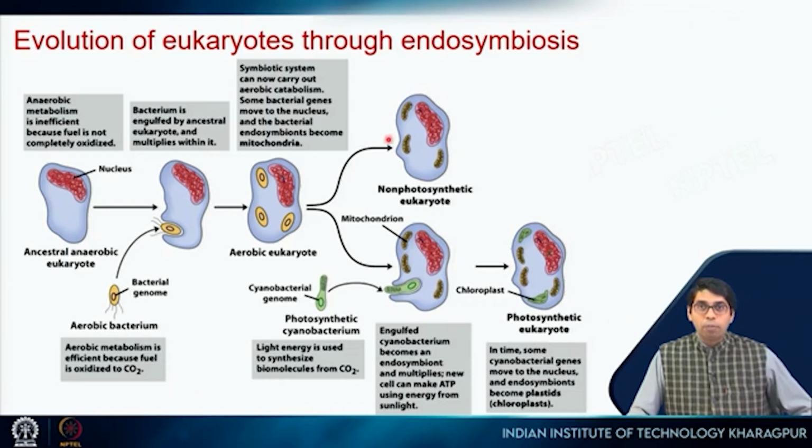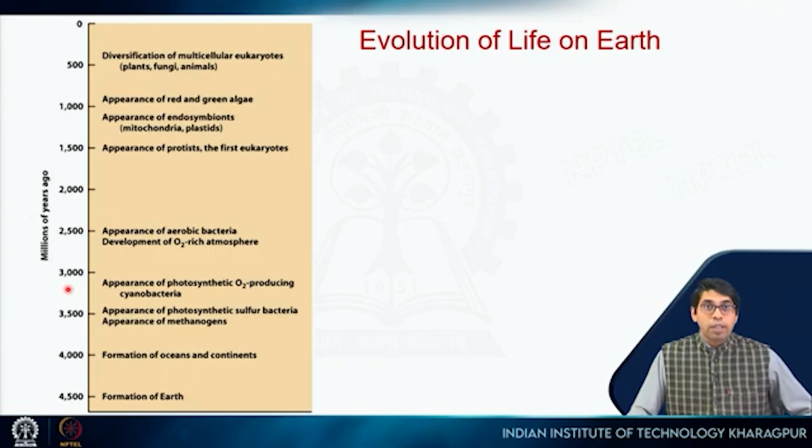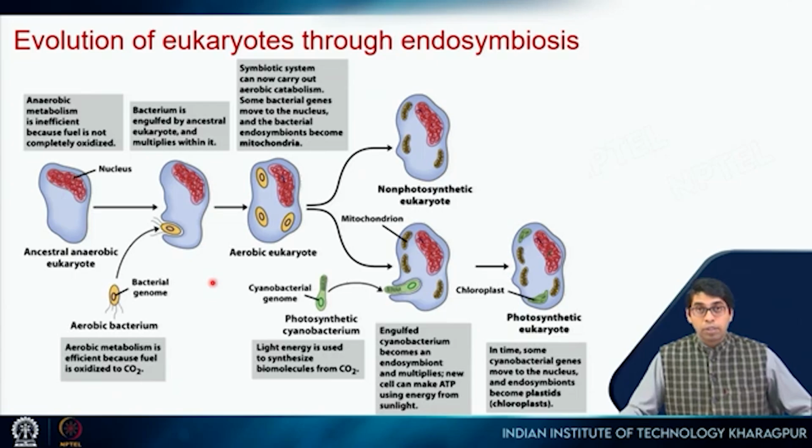So this is the modern eukaryote, which is a non-photosynthetic eukaryote, and it has mitochondria. And we have already seen how this type of cell metabolizes, or catabolizes, glucose to produce ATP. Another set of these aerobic eukaryotes took up the cyanobacteria, right. If I go back, cyanobacteria appeared here, right. So they took up these cyanobacteria, which can do photosynthesis, right. The engulfed cyanobacterium becomes an endosymbiont and multiplies. So this will also multiply.